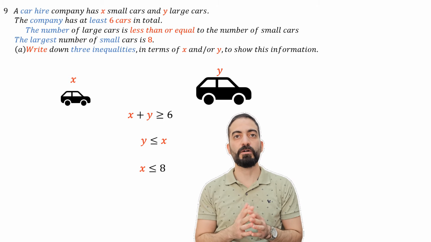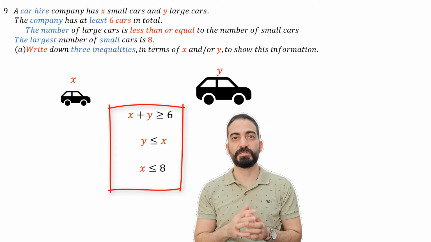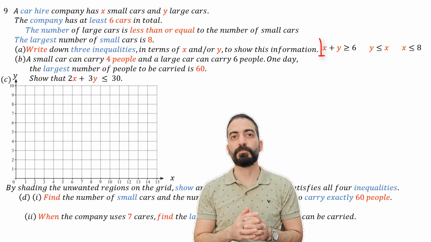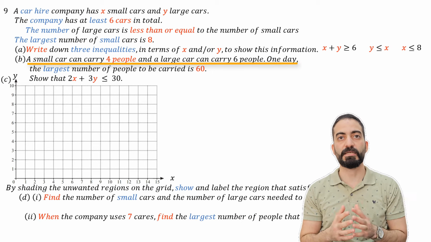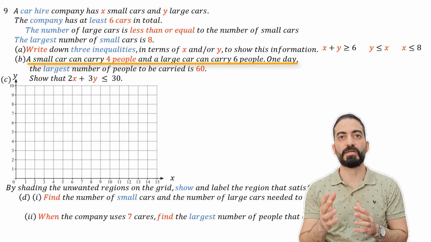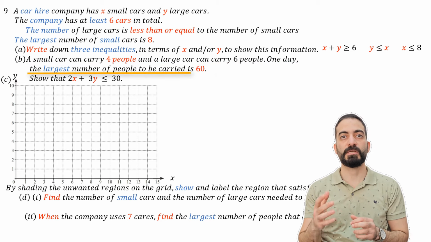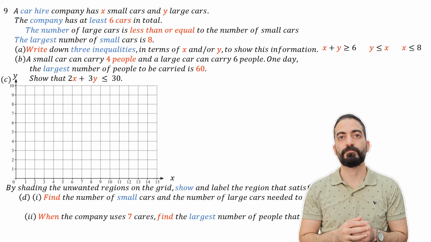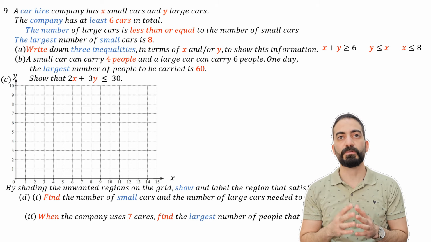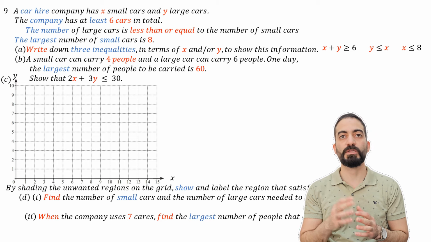Through the given information, we have obtained these 3 inequalities. We now move to part B. A small car can carry 4 people and a large car can carry 6 people. One day, the largest number of people to be carried is 60. Show that 2x plus 3y is smaller than or equal to 30.